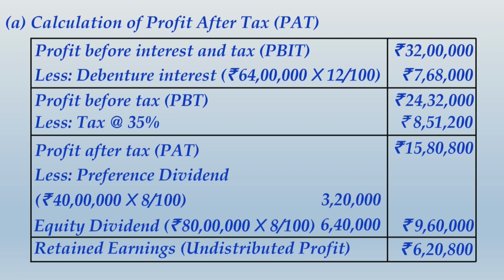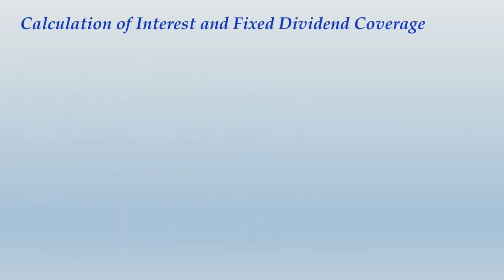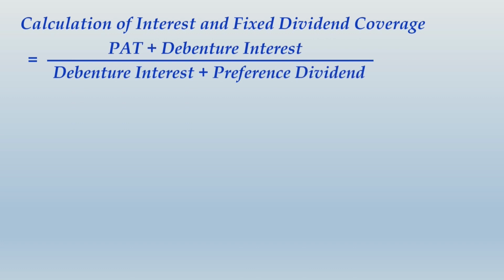Alright friends, you would have finished writing this whole thing. Let us move ahead and compute those two ratios which the question has required. That is, first of all, the interest and fixed dividend coverage ratio. You know very well how this ratio is determined. It is the profit after tax plus debenture interest divided by debenture interest plus preference dividend. I believe that you know the logic behind computing this ratio.